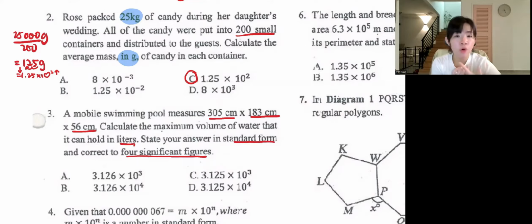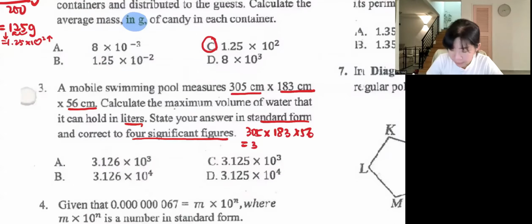Okay, let's find the volume of water first. So we have 305 times 183 times 56. So take out a calculator. Okay, you get a very big number. So it's 3,125,640. Okay, and the unit is in cm cube.